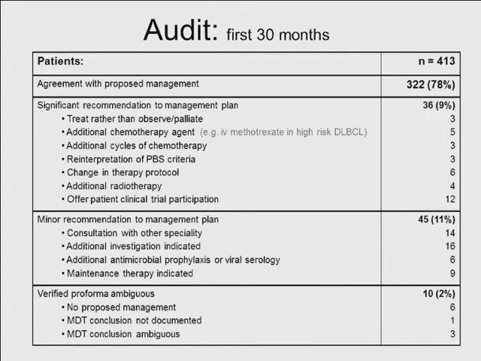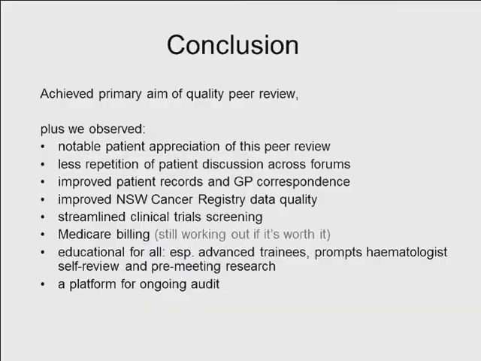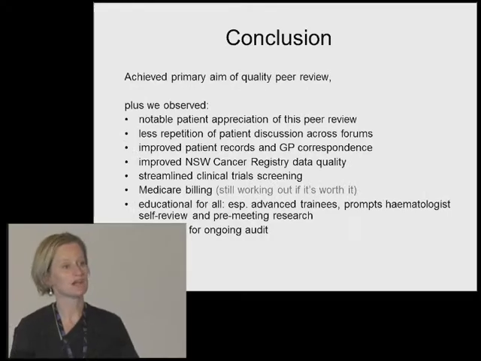And absolutely delighted that only because of that rigorous requirement for MDT submission, only 2% of the results in terms of the verified Proforma were actually ambiguous for our purposes. So to conclude, we really felt that we had achieved our primary aim of quality peer review.